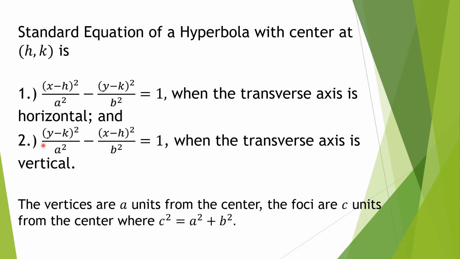And then we have also the quantity y minus k squared over a squared minus the quantity x minus h squared over b squared equals 1, where the transverse axis is vertical. So the vertices are a units from the center and the foci are c units from the center, where c squared equals a squared plus b squared.